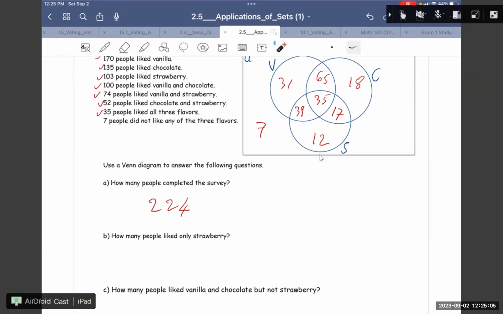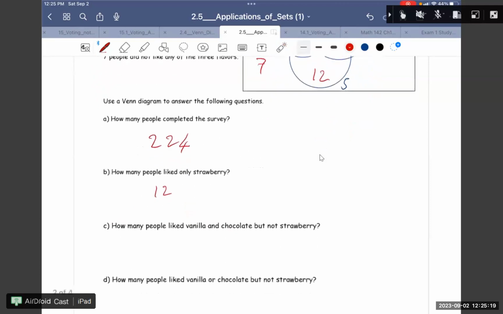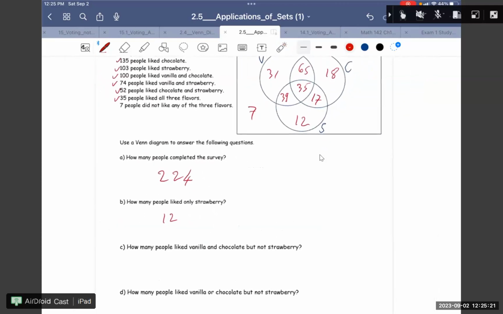And for B, how many people like only strawberry? So remember, strawberry here, but only strawberry. So what do we have? We have 12 left. So we have 12 left.